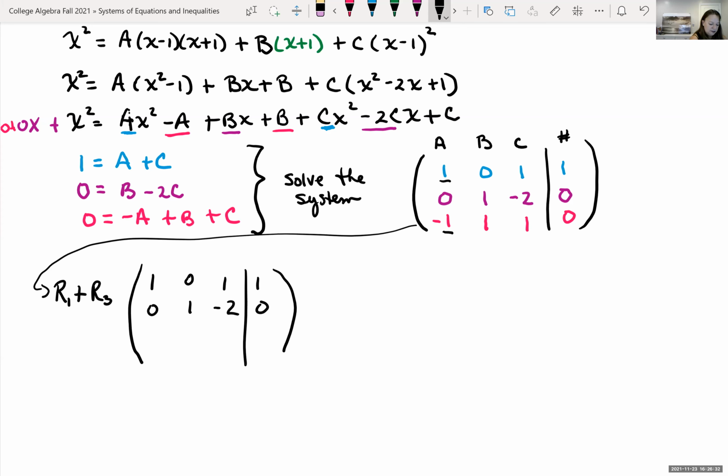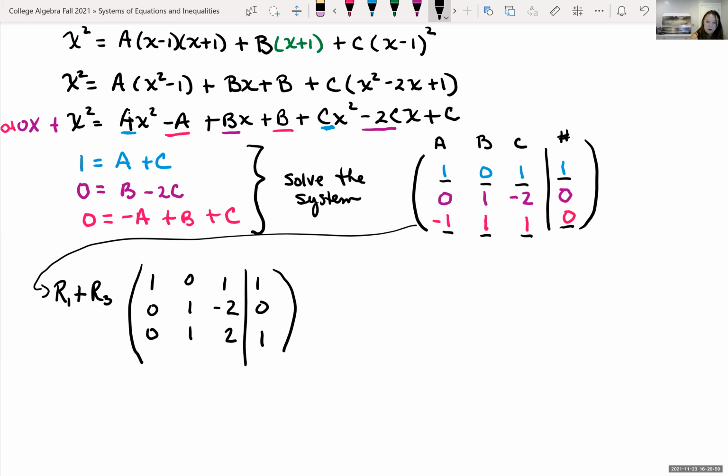1 minus 1 gives us 0. 0 plus 1 gives us 1. 1 plus 1 gives us 2. And 1 plus 0 gives us 1. So our column 1 is done. Let's move to column 2.